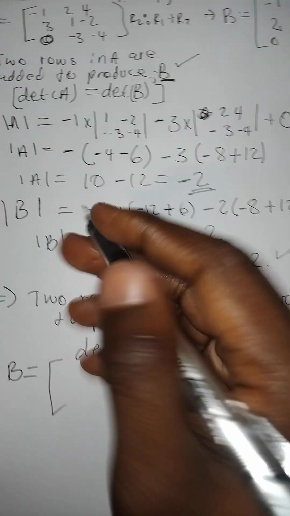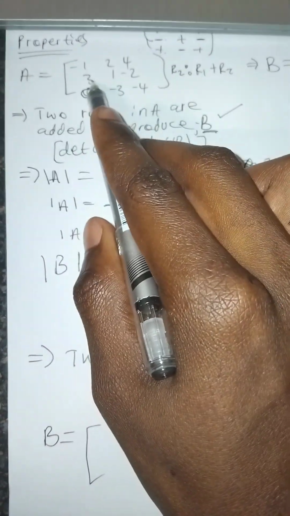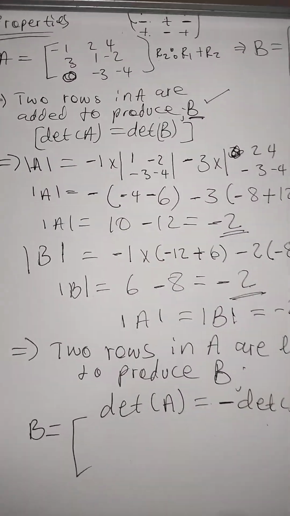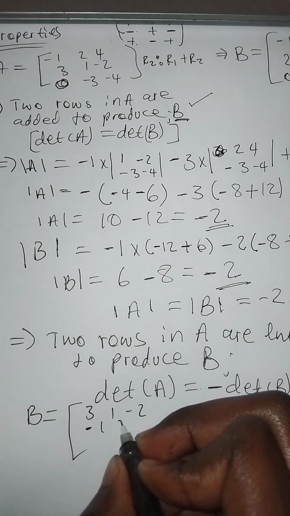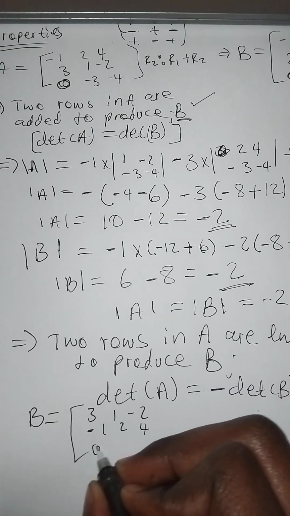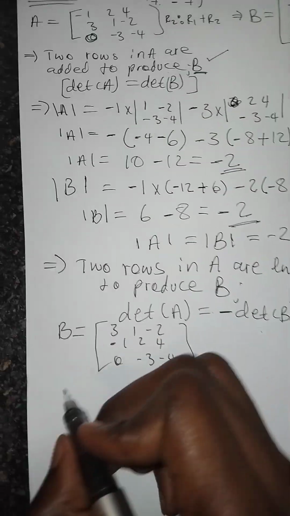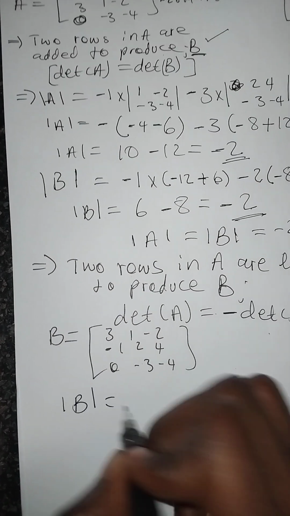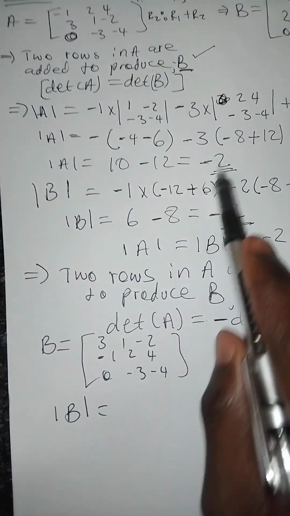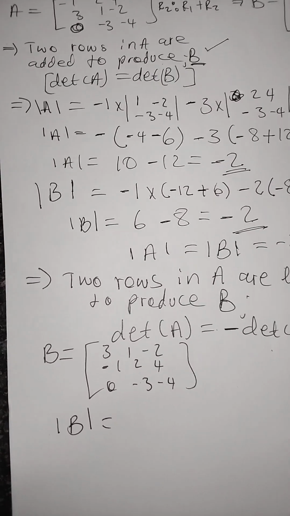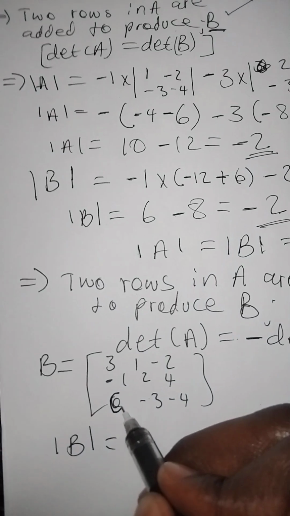Okay, so let's first produce that matrix from interchanging. To interchange row 1 and row 2, we're going to start with 3, 1, minus 2, then minus 1, 2, 4, then 0, minus 3, minus 4, just like that. So let's find the determinant of matrix B. Now we expect it to be 2, since we know the determinant of A was negative 2 from the previous calculation. Now I'm going to use the first column. Remember, I'm taking advantage of the 0 there.